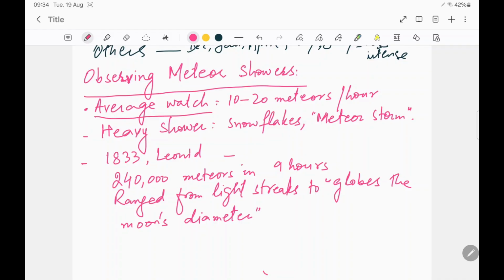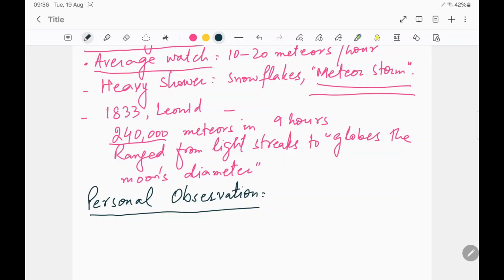And that is actually the case of the meteor storm, because a lot of meteors were coming to Earth in a very short period of time. So it was not just a shower, it can be termed as a meteor storm. So that is, in history, probably the highest number of meteors that fall on Earth in a limited period of time.